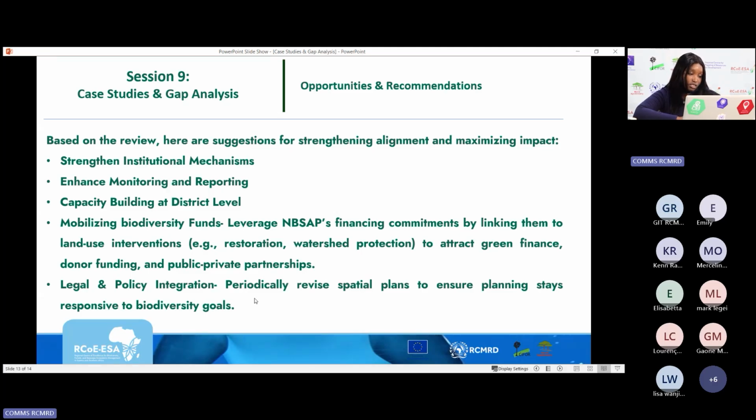We also have to make sure that our legal systems and our policy documents and interventions are integrated. Like I mentioned earlier, these things need to be live. They need to be periodically revised to ensure that they stay responsive to our goals, and they keep making sense. I think that is the end of my presentation.